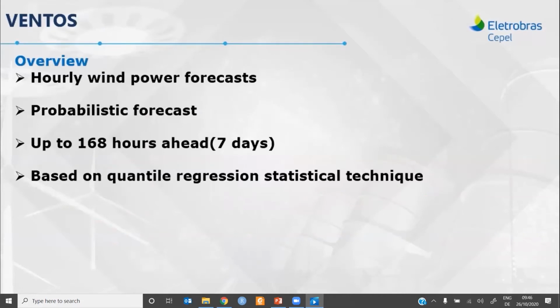Now, at first, the Ventos model. Here's an overview of the model. We have a model able to provide hourly wind power forecasts up to 7 days ahead. The model provides not only a point forecast, but a probabilistic forecast. We're going to talk about this very soon. And the model is based on the quantile regression statistical technique.